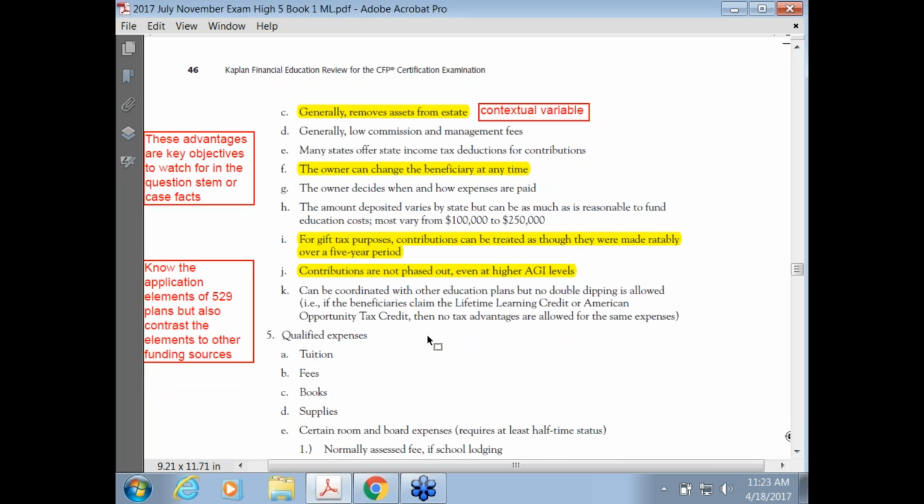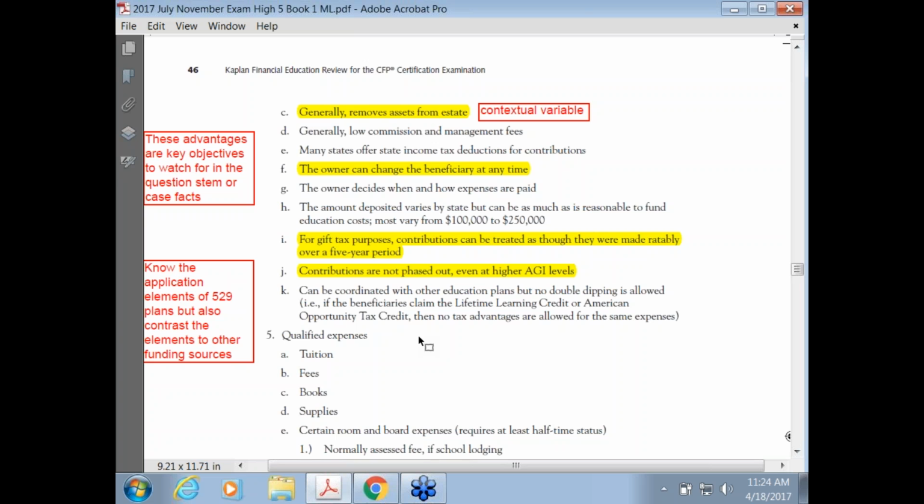Now, I made a note here, we get into contextual variable things and what might be important to the client here. So we want to be aware of these different objectives to help sort out which way to go, with the story. So one thing from a contextual variable standpoint is if grandparents are involved, and one of the motivations for them might be that they want to get the assets out of the estate. So that's a plus for the 529.